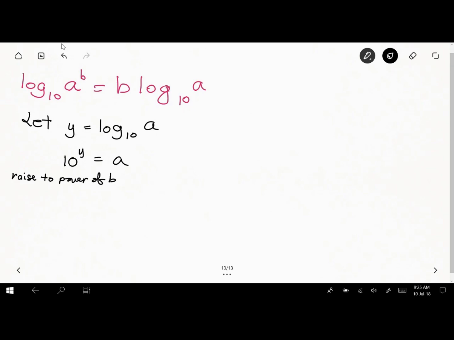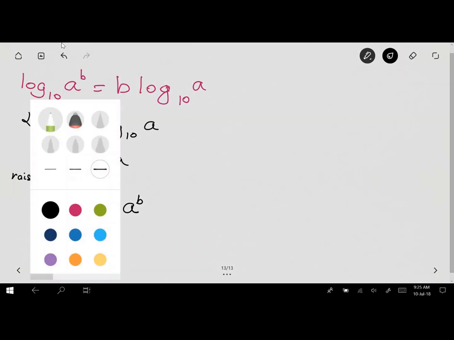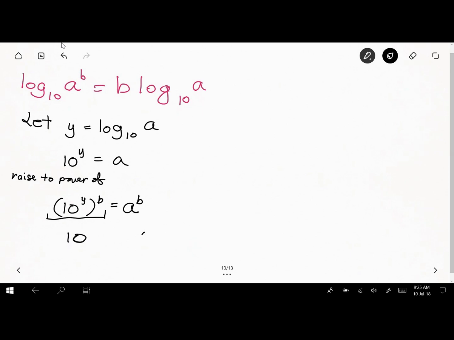Which means to say 10 to the power y, raised to the power b, is equal to a raised to the power of b. Now, as we know from our previous exercise, this whole thing becomes 10 to the power y times b, and this is a to the power of b.